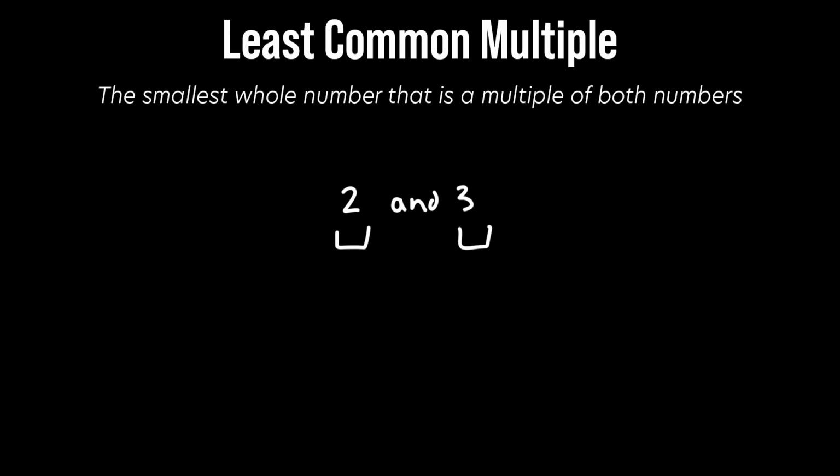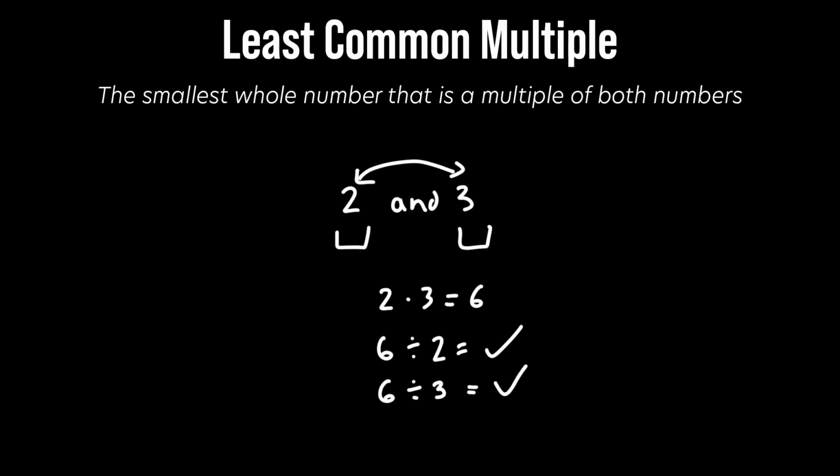And so what we can do is we can multiply the two numbers together. 2 times 3, and we get 6. And if you notice, 6 is divisible by 2, and 6 is also divisible by 3. So it checks out for both of these. So 6 is the least common multiple.